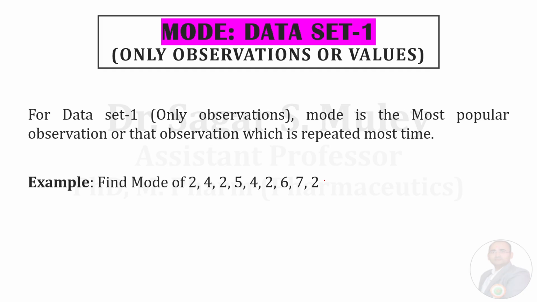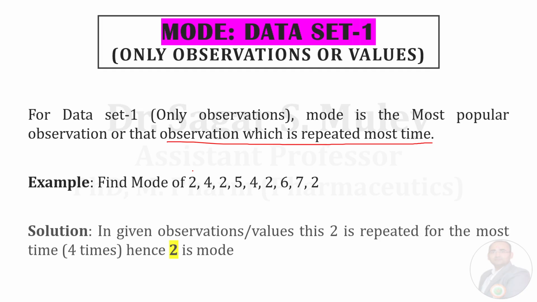So it is very easy. What is our definition saying? It is saying that mode is nothing but observation which is repeated most time. So we can say that in this example the value or the observation which is 2, it is repeated most number of times. That is, it is repeated 4 times.